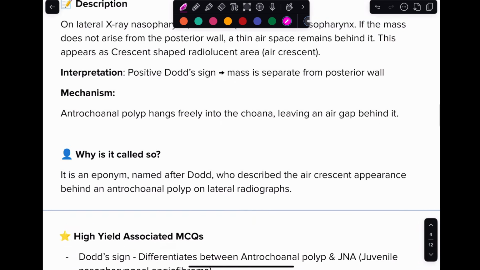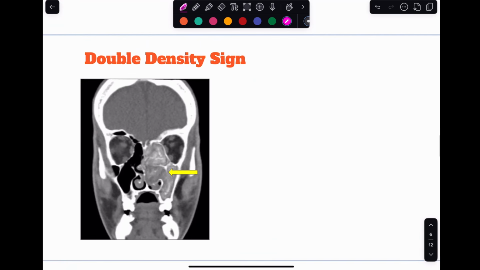Moving on to our second sign, which is double density sign. Now, double density sign, as you can see, this is a radiological sign that we see in a case of CT scan of the paranasal sinuses.